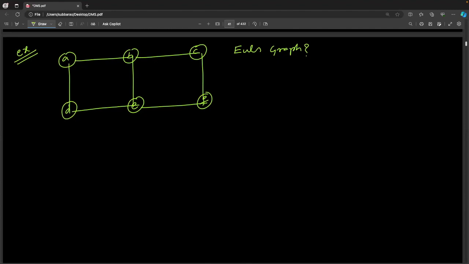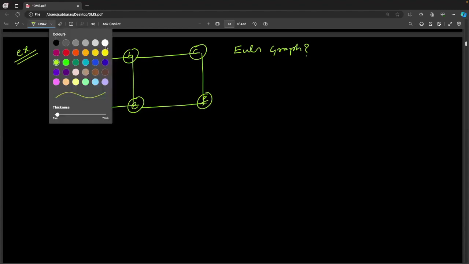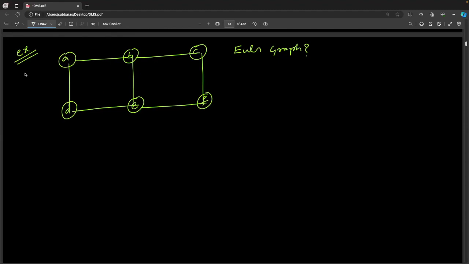Can I give the answer? Whatever possible, you tried. I am giving the answer. Careful, everyone. If you want to check whether it is an Euler graph or not, you have to check whether an Euler path is possible or not. If an Euler path is possible, then you have to check whether an Euler circuit is possible or not. If both are there, then it is an Euler graph.